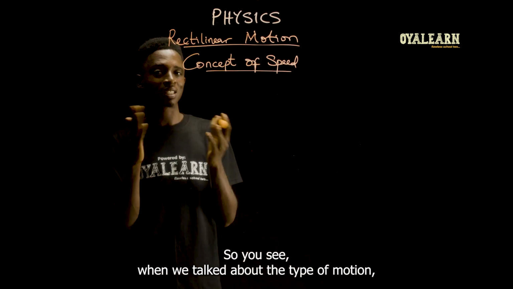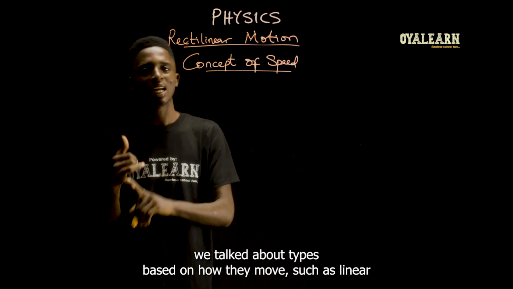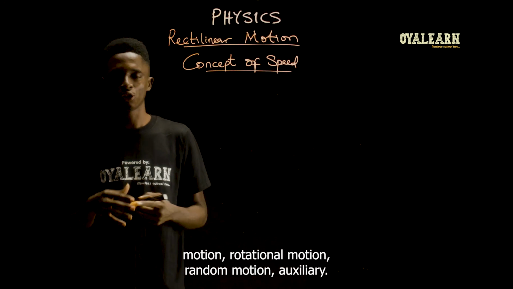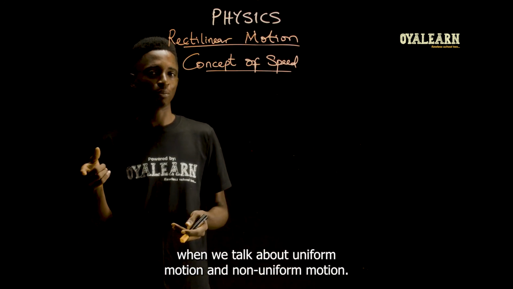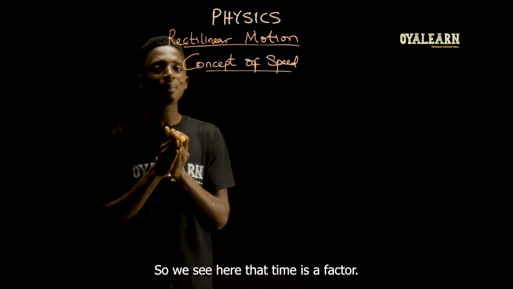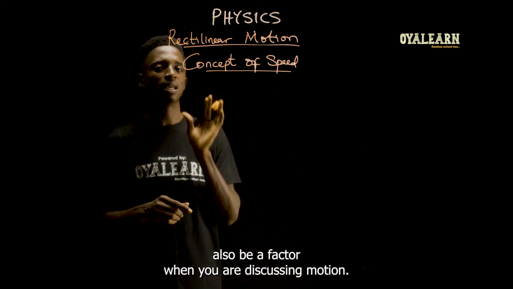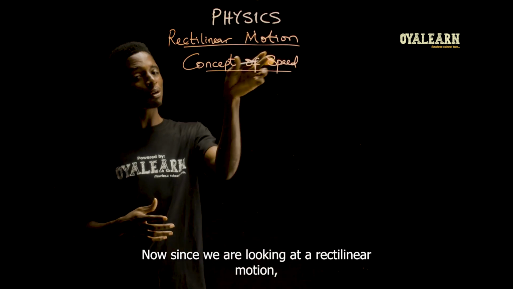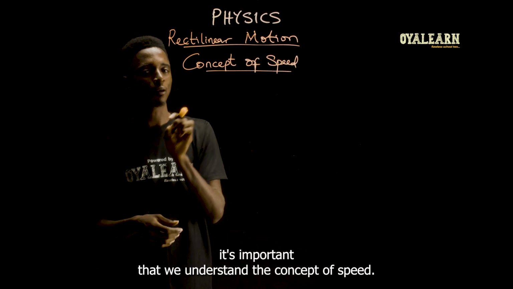So you see, when we talked about types of motion, we talked about types based on how they move, such as linear motion, rotational motion, random motion, oscillatory. And then we say in terms of time, where we talked about uniform motion and non-uniform motion. Right? So we see here that time is a factor. The distance can also be a factor when you are discussing motion. Now, since we are looking at rectilinear motion, it's important that we understand the concept of speed.